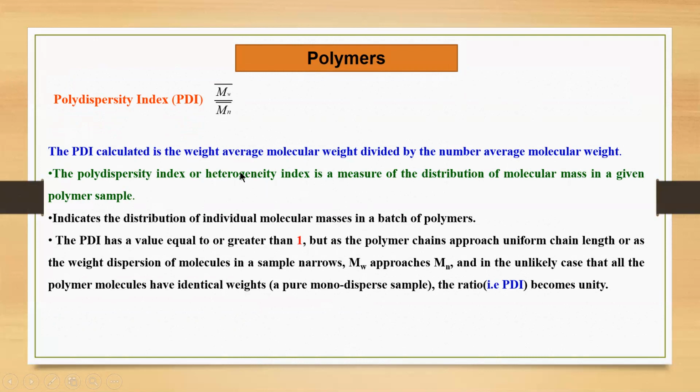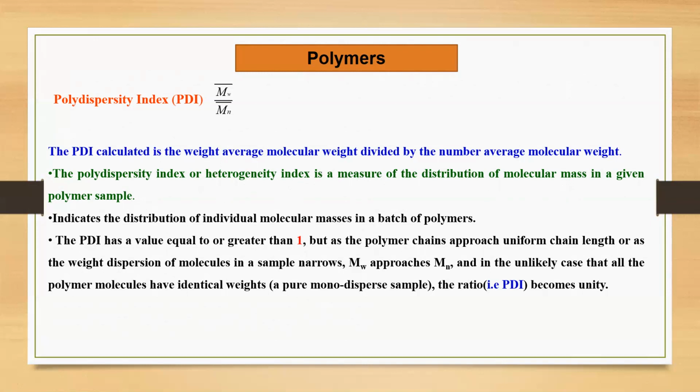Why do we call it the heterogeneity index? Because we are talking of a polydispersed polymer. We are talking of a heterogeneous composition where different chain lengths of varying molecular mass are contributing. This is a measure of the distribution of molecular mass in a given polymer sample. What does this indicate? It simply indicates the distribution of individual molecular masses in a batch of polymers.